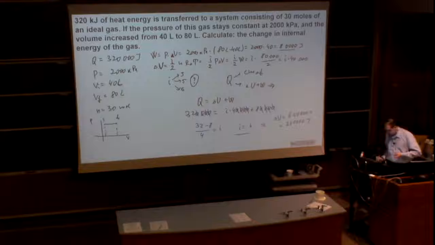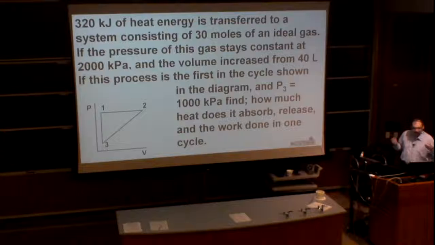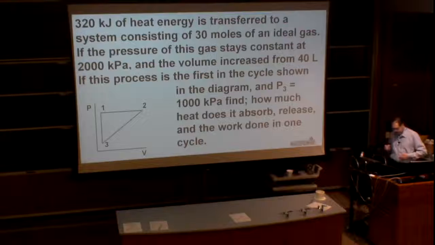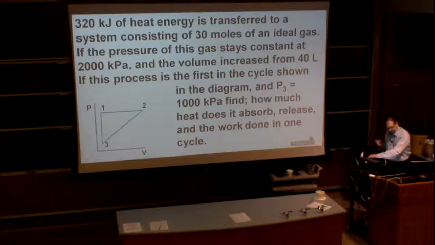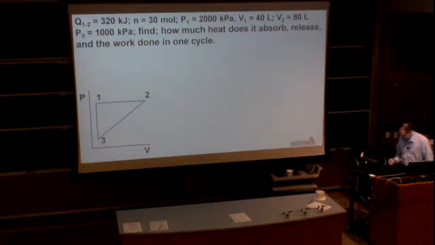If we add these numbers, work and change in internal energy, we of course get the original number of heat. Well, so that was a review. Now we have to apply this reasoning to a cycle. So we are adding two more processes, and what we know about those processes: pressure, okay, and one more pressure. So this is what we know from the previous calculation.